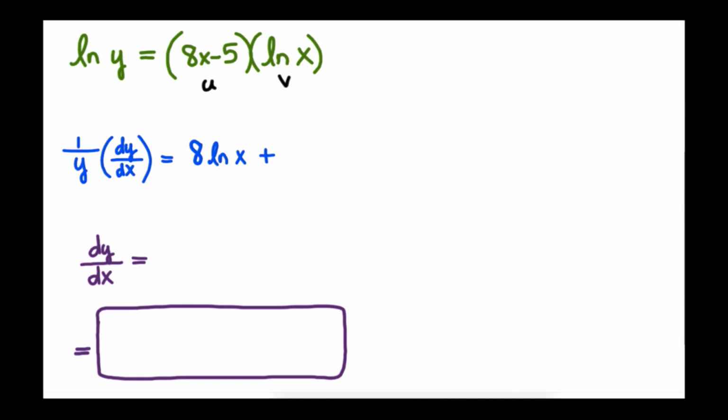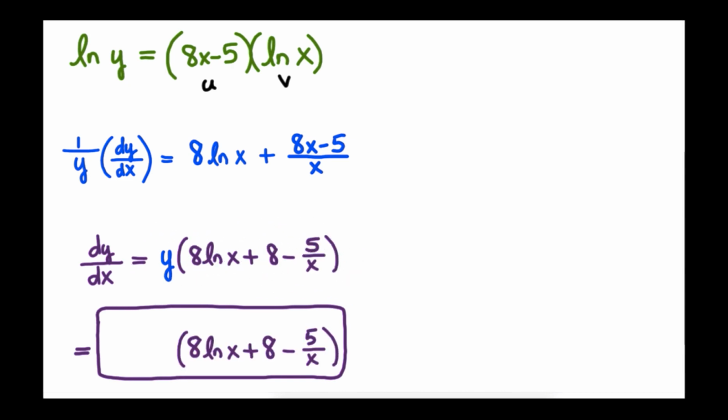plus uv prime, which will be 8x minus 5 over x, because that's times 1 over x. All right, let's multiply both sides by y, because we want to get the dy dx by itself, like we have there in purple. Remember, the y actually was x to the 8x minus 5, and you have to replace that and put it back. Again, you want all x's in your answer, just in case you have to type it into the calculator. You don't want x's and y's together. All right, back up top, and we'll finish the next one off the same way.